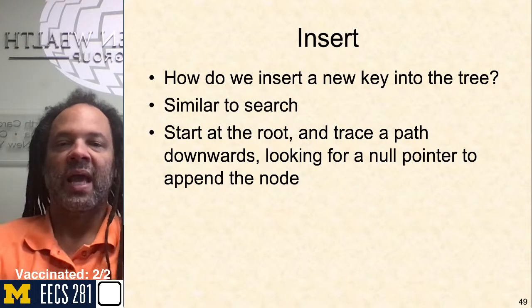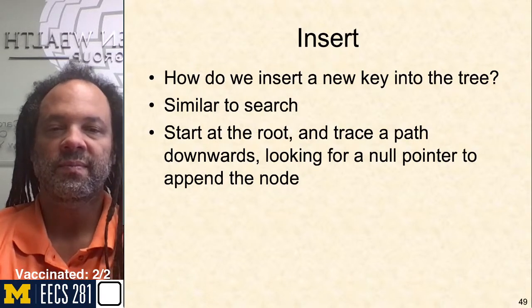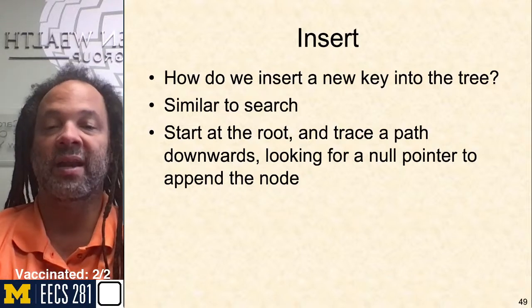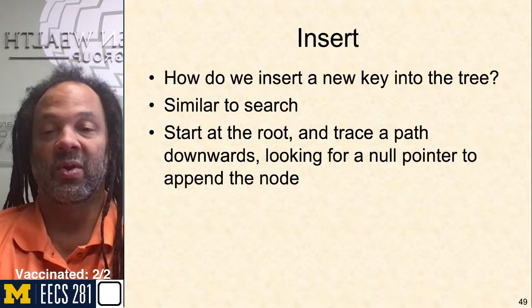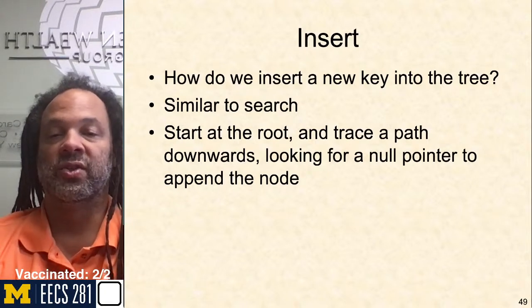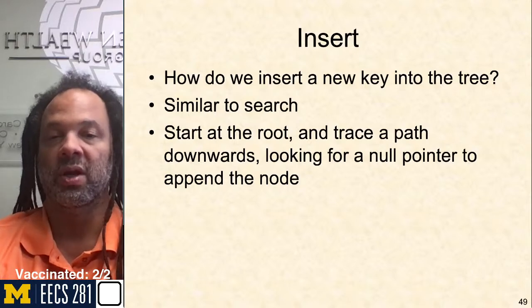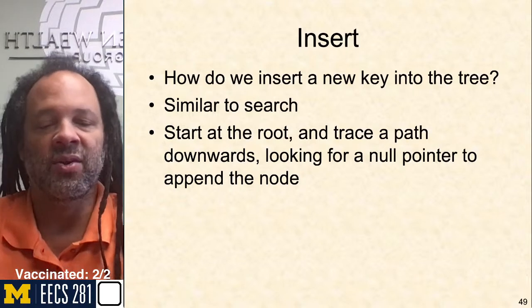How about insert? How do we insert a new key into the tree? Well, it's similar to search, because I'm going to use that search to figure out where the item should belong, so the next time I try to find it, I can find it similarly. I'm just going to use my search algorithm to go to that location until I find a null pointer. As soon as I find a null pointer, then I append the new node.